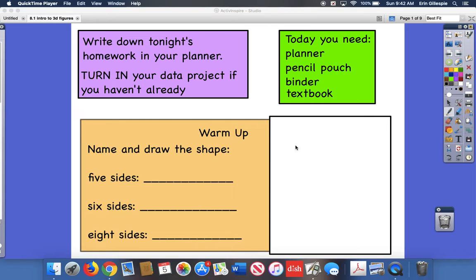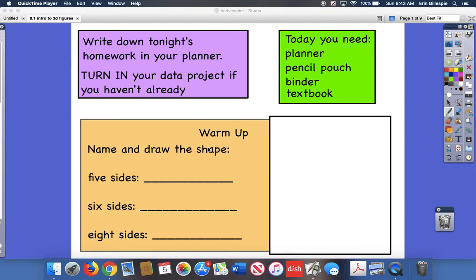All right, hi guys. This is a lesson 8.1 video. We are moving into something new from data. We're going to be working with 3D shapes. So we will eventually be able to identify shapes, identify parts of the shapes, and find surface area and volume.